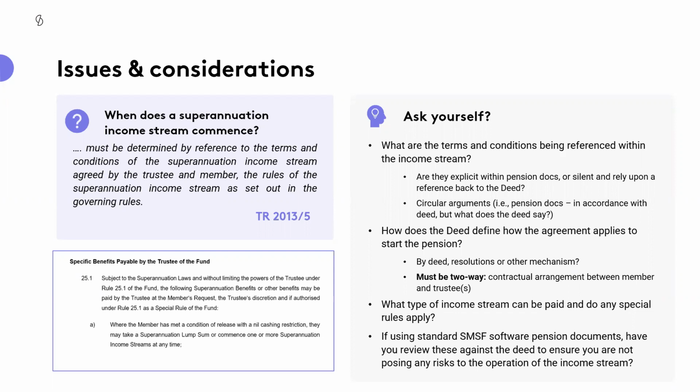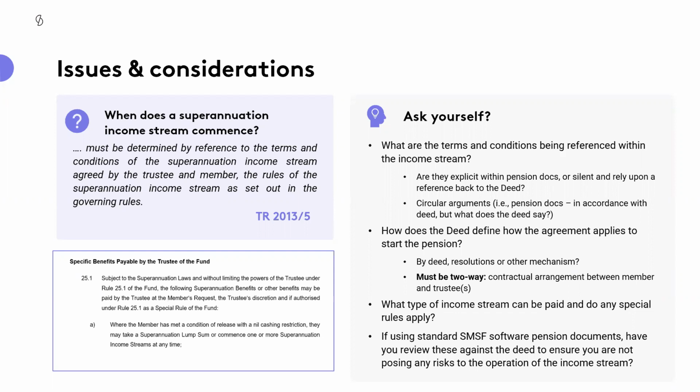I'll come back to that and show you the sample documents shortly that explain that in a bit more detail. The other thing here is, how does the deed define how the agreement applies to start the pension? Are we looking at it by deed, by resolution, or some other mechanism that we spoke about before? And as I touched on, it must be two-way. So we have a contractual agreement or arrangement between the member and the trustee.